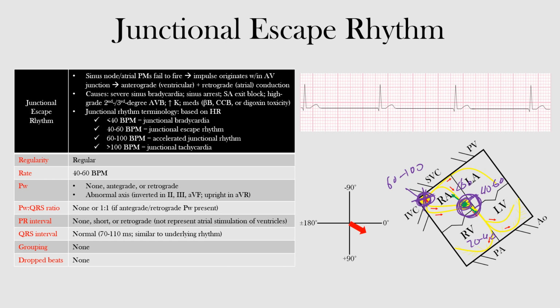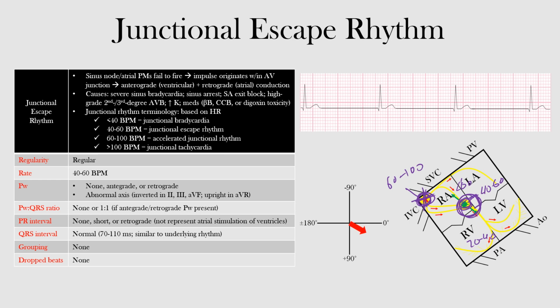Now let's take a look at the EKG features. In general, we define a junctional escape rhythm as a regular rhythm with a rate between 40 and 60 beats per minute. They have a normal and narrow QRS complex and one with no relation to the QRS complexes in any preceding atrial activity. So that's the basic overview.